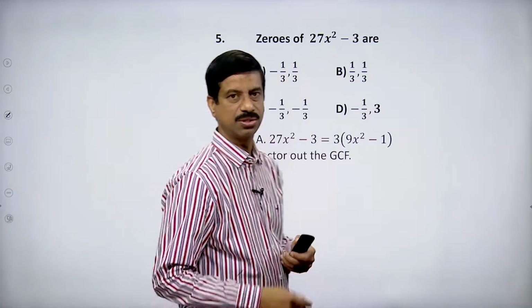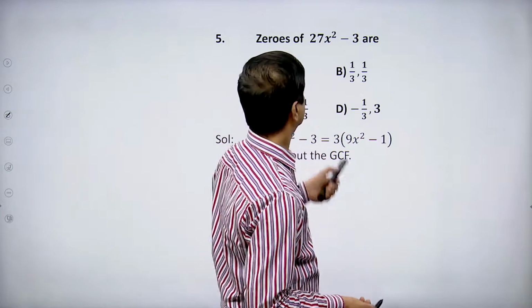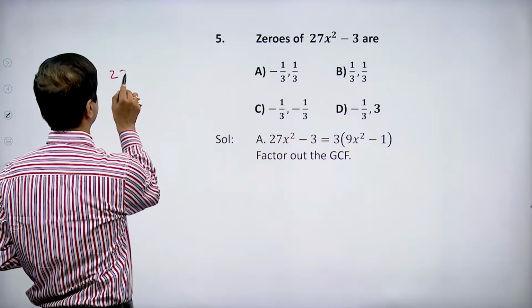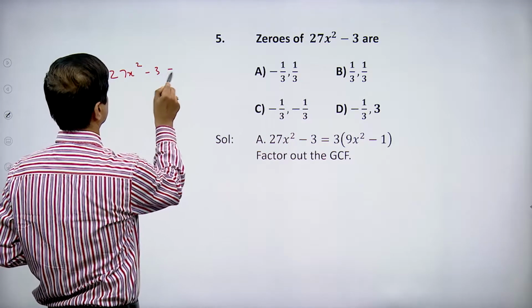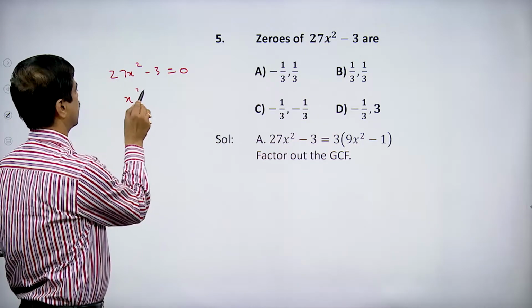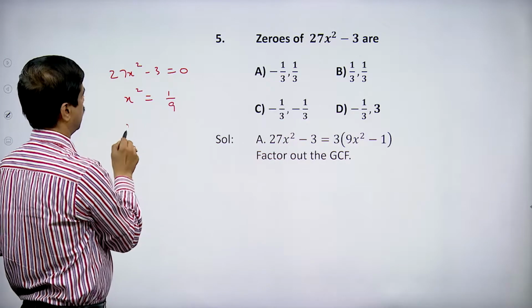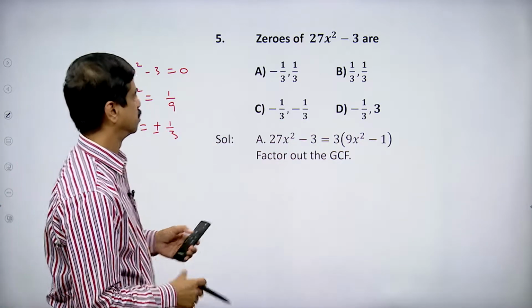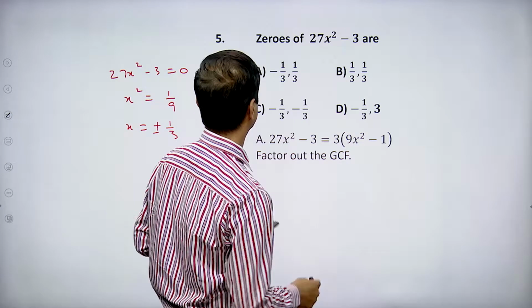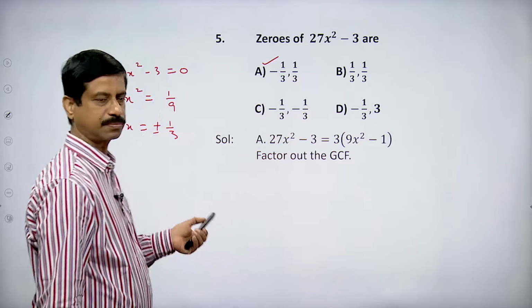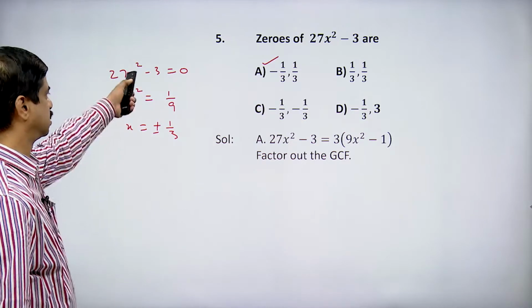Zeros means solving of the equation. So, therefore, here we can do one thing. Directly solving is what? 27 x square minus 3 equal to 0. Zeros means we should equate it to 0. x square is 1 by 9. x is plus or minus root 1 by 9, which is 1 by 3. So, therefore, plus or minus 1 by 3 is the answer. So, option A satisfies. Okay. Quick. This is the thing you need to take.